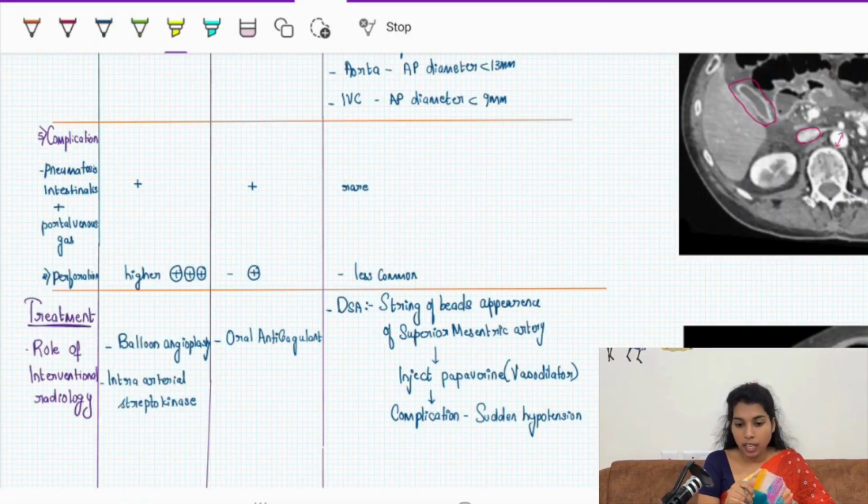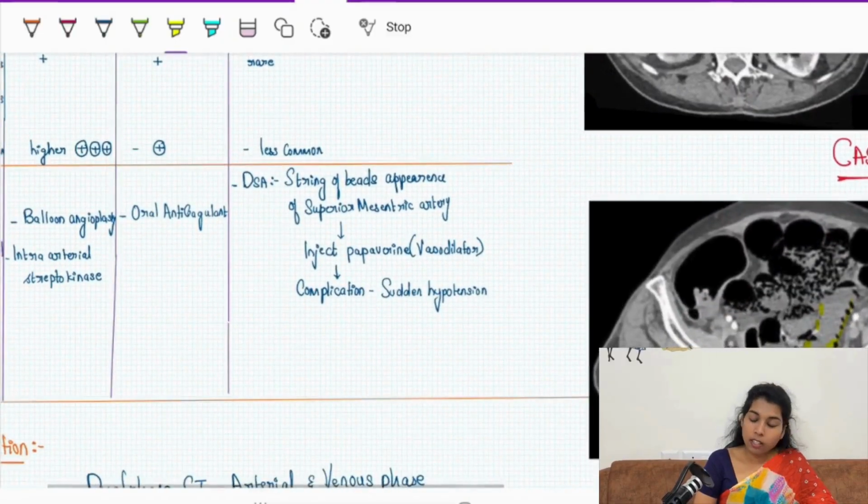So, if you're looking at a thrombus or an embolus in the superior mesenteric artery, go ahead and do a balloon angioplasty if the patient has presented very early. Hook the superior mesenteric artery or the artery where there is a thrombus or embolus, and you can even inject intra-arterial streptokinase. If you're dealing with a venous thrombus, always give an oral anticoagulant; most likely the thrombus will resolve on its own. Now, how do we deal with non-occlusive mesenteric ischemia?